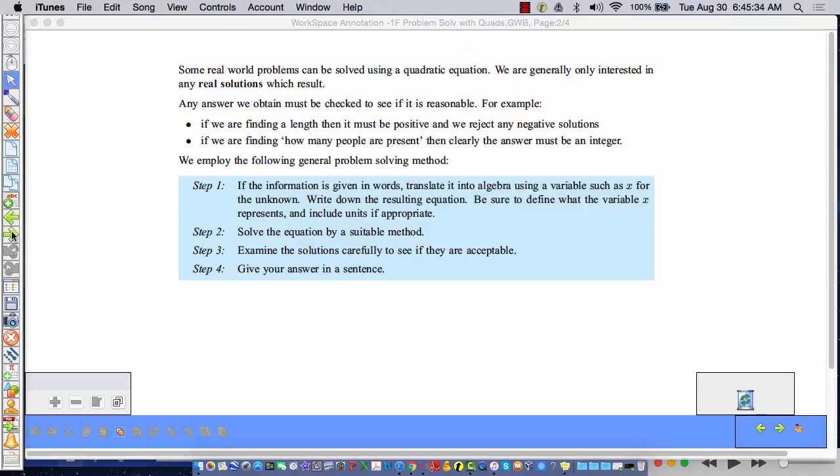Let's move forward. Right here, we have some verbiage with some strategies on how to solve what we're going to call word problems. If you want to pause and read that, that's great. I am not going to read it to you. I'm going to get right to it.